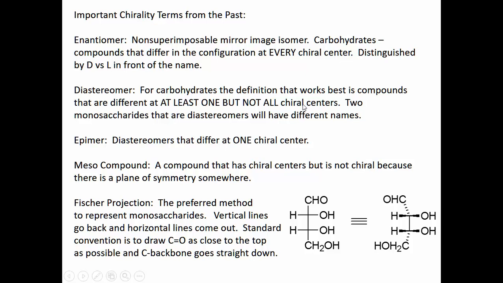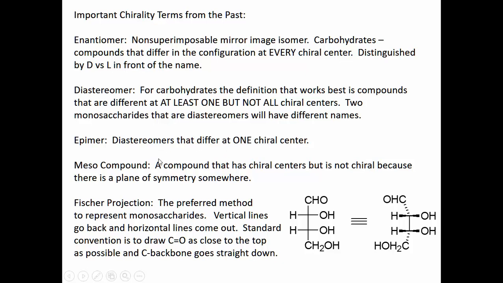Two monosaccharides that are diastereomers will have different names. This is an important point. If they're diastereomers, they're going to have different names. If they're enantiomers, they're going to have the same name, but the D or L that's in front of the name is going to be the only difference. An epimer is a diastereomer that differs at only one chiral center.